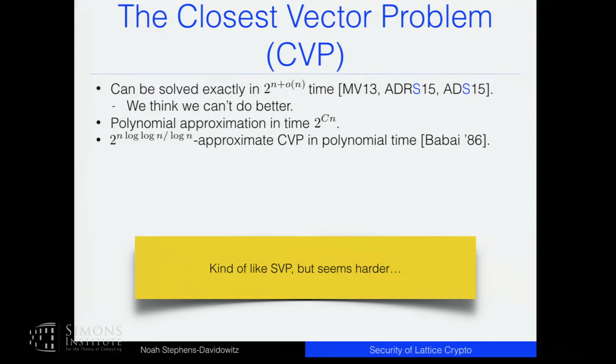But it seems a lot harder. And just one thing that I want to mention is the fastest algorithm for CVP is 2 to the n time. And I think that's tight. I don't think that's tight for SVP. Right? We have these heuristic algorithms that do a lot better. For CVP, I think that's actually the right answer. So we think CVP is actually really quite a bit harder than SVP. We don't really know that, though.